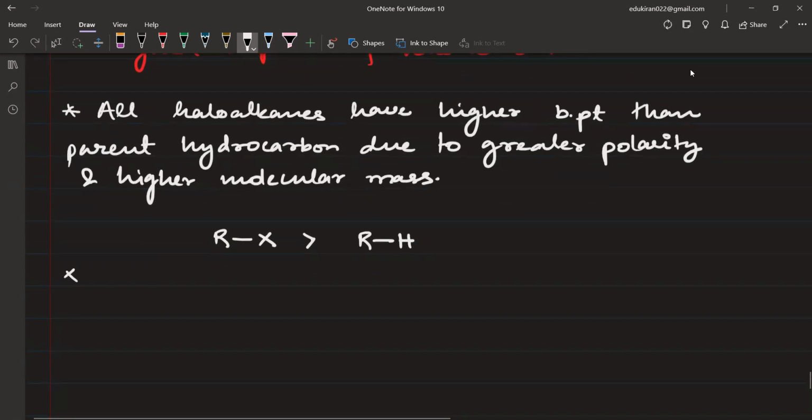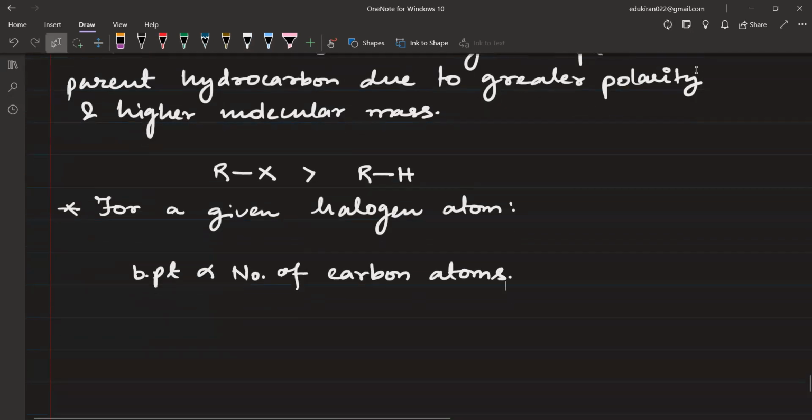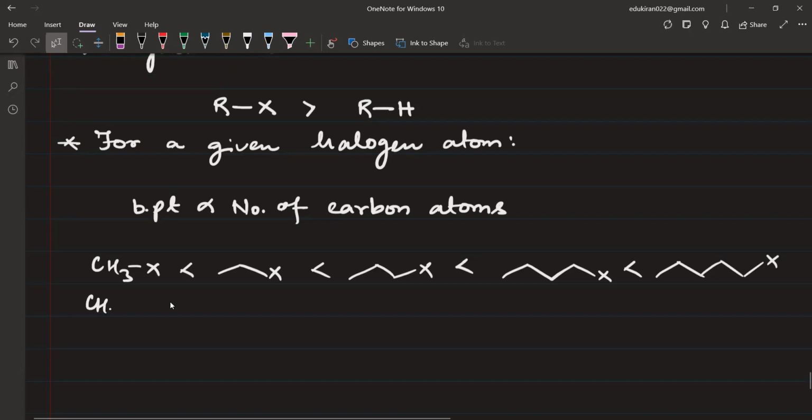Write next: for a given halogen atom, the boiling point is directly proportional to the number of carbon atoms. We are not changing the halogen atom. If I start with fluorine, I have fluorine only. For example, CH3X will have a lower boiling point than two carbon atoms and X. Then three carbon atoms and X will have a higher boiling point, four carbon atoms and X higher still, and five carbon atoms and X higher still. For example, CH3F will have a lower boiling point than this one.